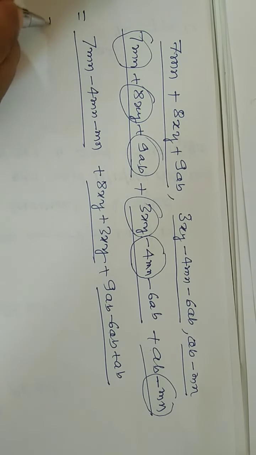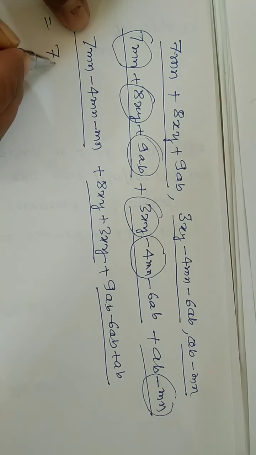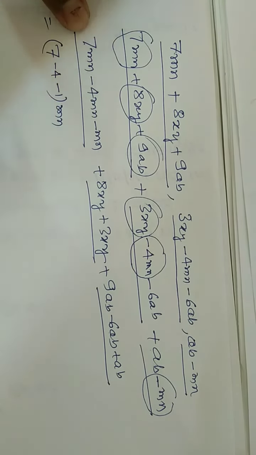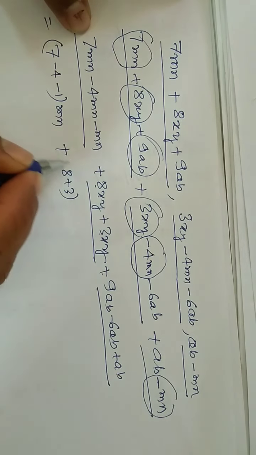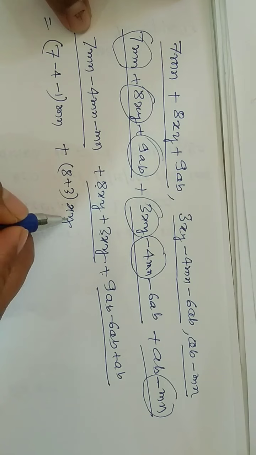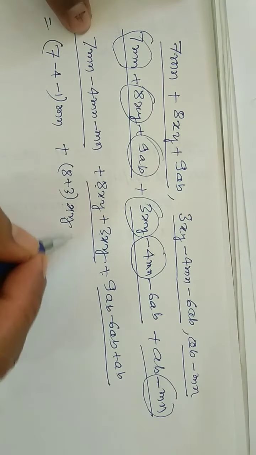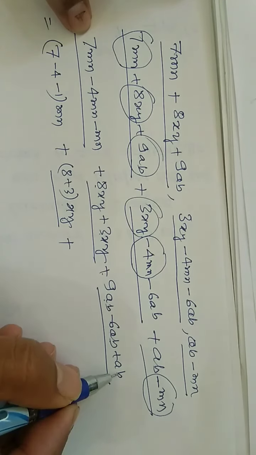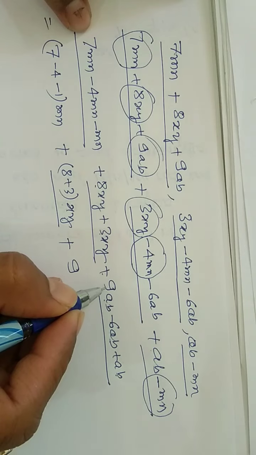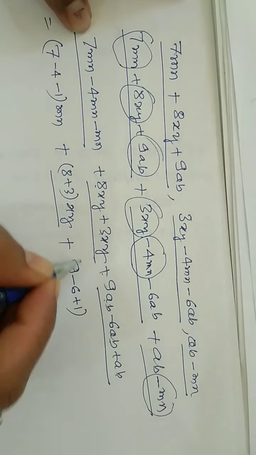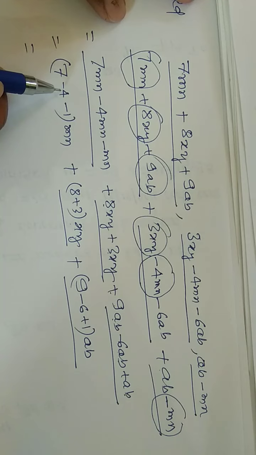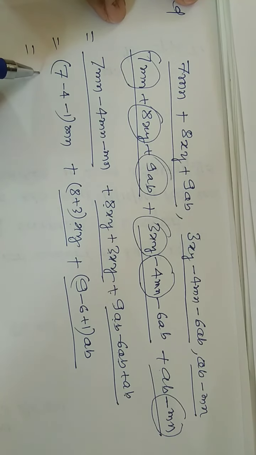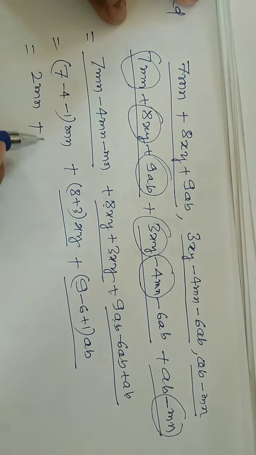Now we have to add and subtract. 7 minus 4 minus 1 multiplied with mn, mn is the common factor. 8 plus 3 multiplied by xy, xy is the common factor: 8xy plus 3xy. Plus ab, ab will be taken common. What remains? 9 minus 6 plus 1 multiplied by ab. So that is equal to 7 minus 4, that is 3, 3 minus 1, that is 2, so 2mn plus 8 plus 3, that is 11xy.